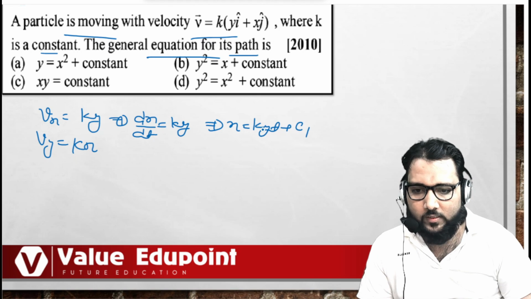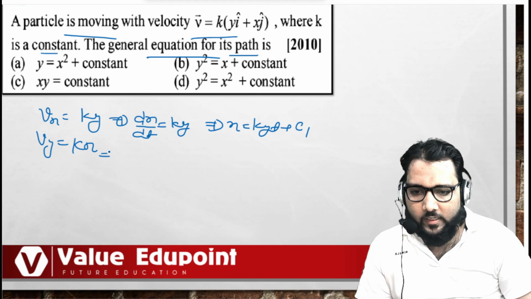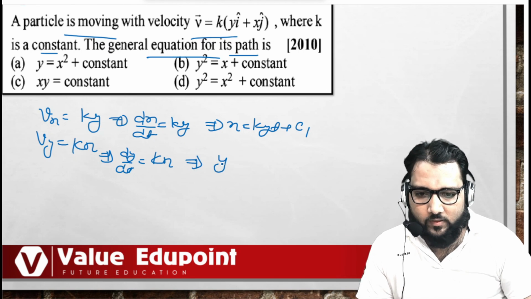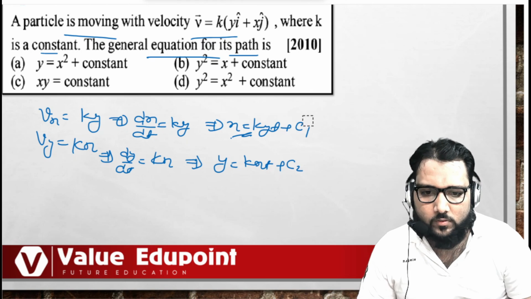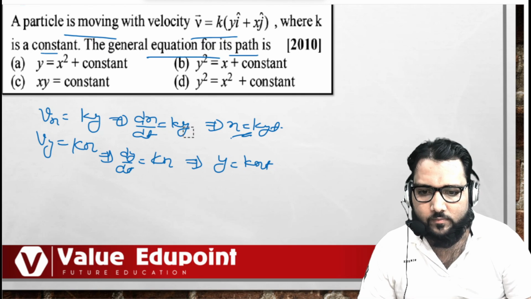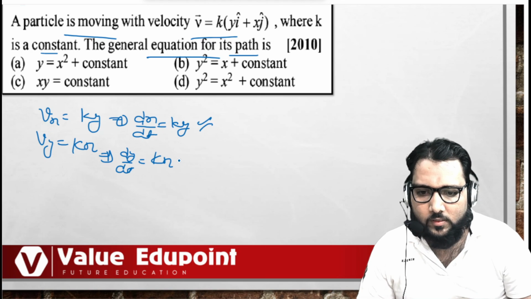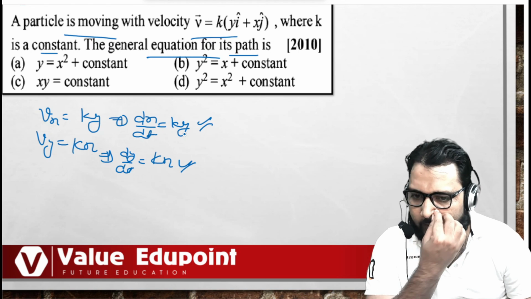Again, we can write dy by dt equals kx. When we take x as constant here, y will come out to be kxt plus c2. This time I am taking c1 as 0. Write down up to here, okay guys.